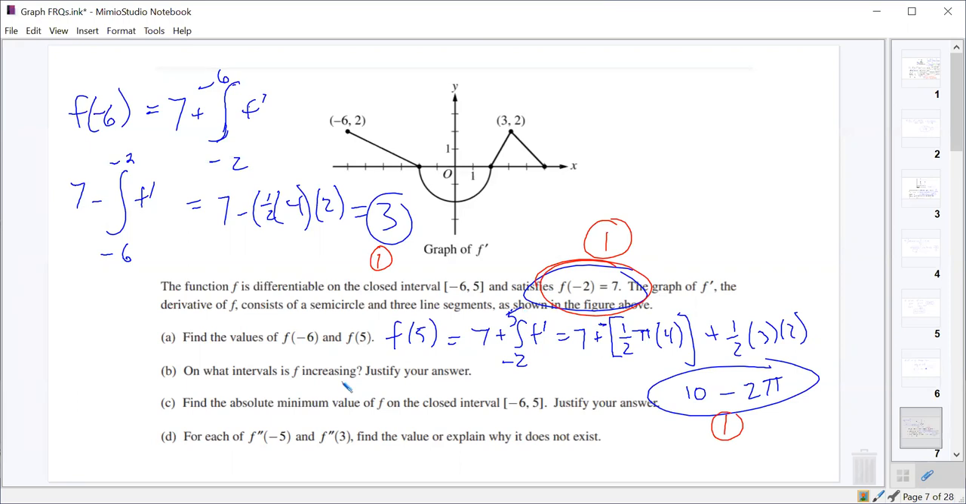All right, when is f increasing? F is increasing when f prime is positive. I mean, they like to make it greater than or equal to 0 because they like to use the closed brackets. So it's positive from -6 to -2, and then again from 2 to, what is that, 5? And 2 points, answer with justification.